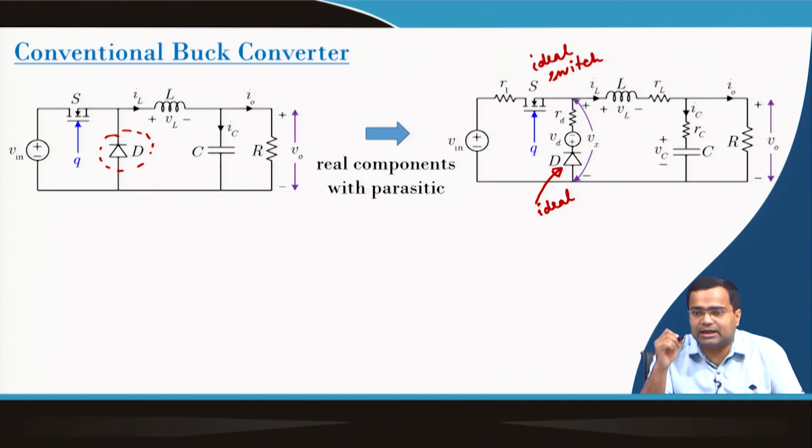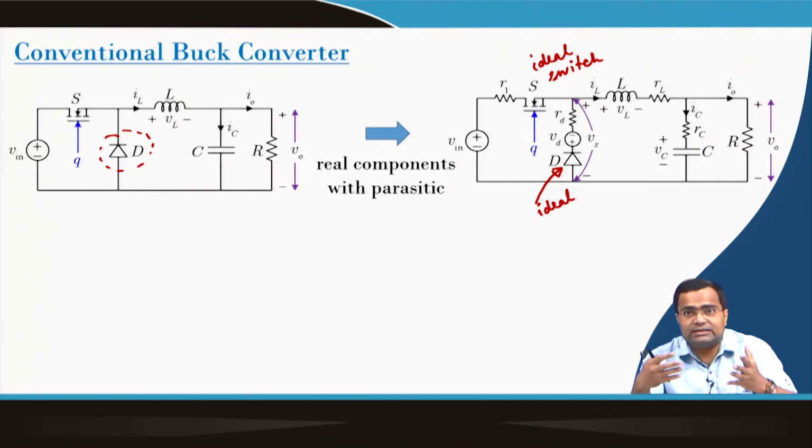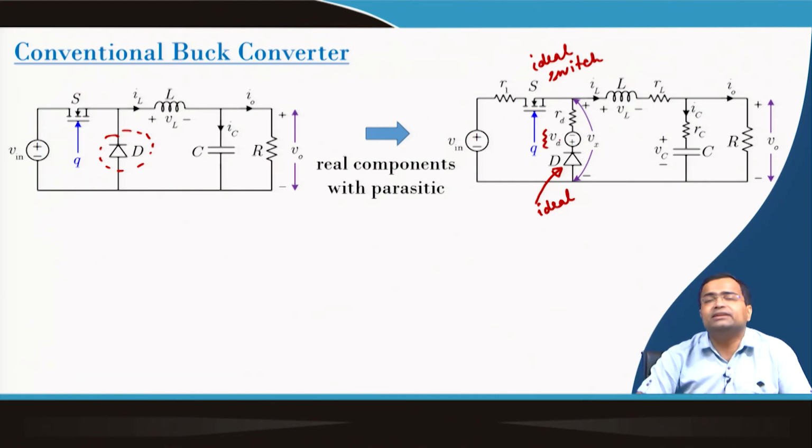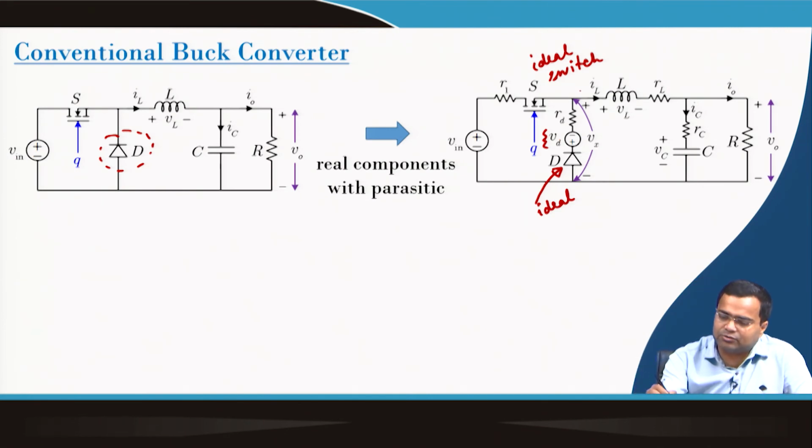What are the parasitics in a diode? We can consider the resistance of the diode, like an RD, the series resistance of the diode, or it is called the forward resistance, and also the forward voltage drop, which is VD here. Now, similar to the earlier case, we can also denote this as the switch node voltage. This is my switch node voltage.